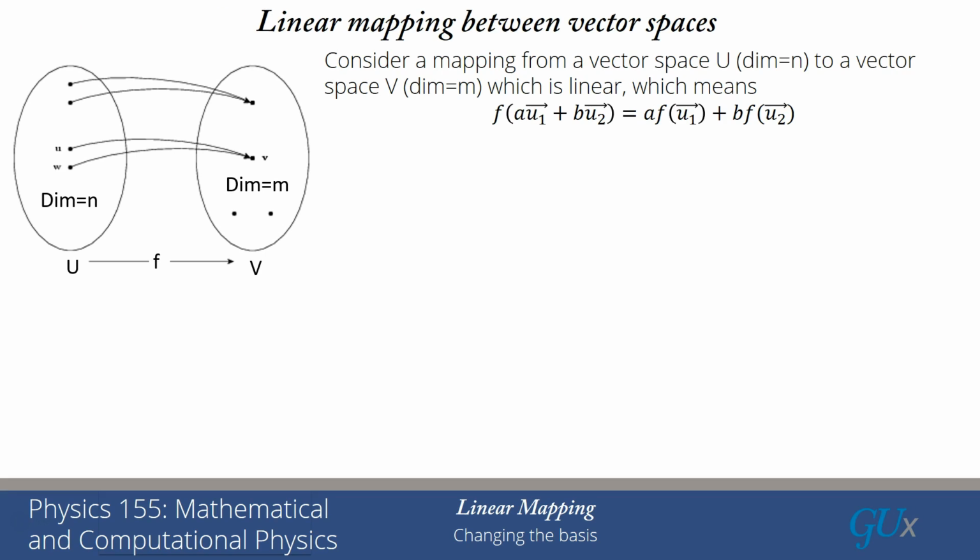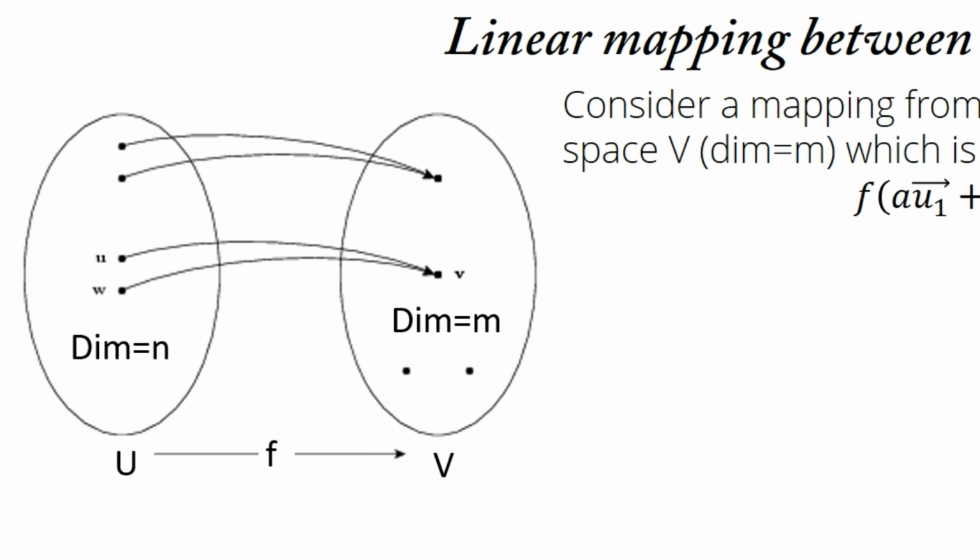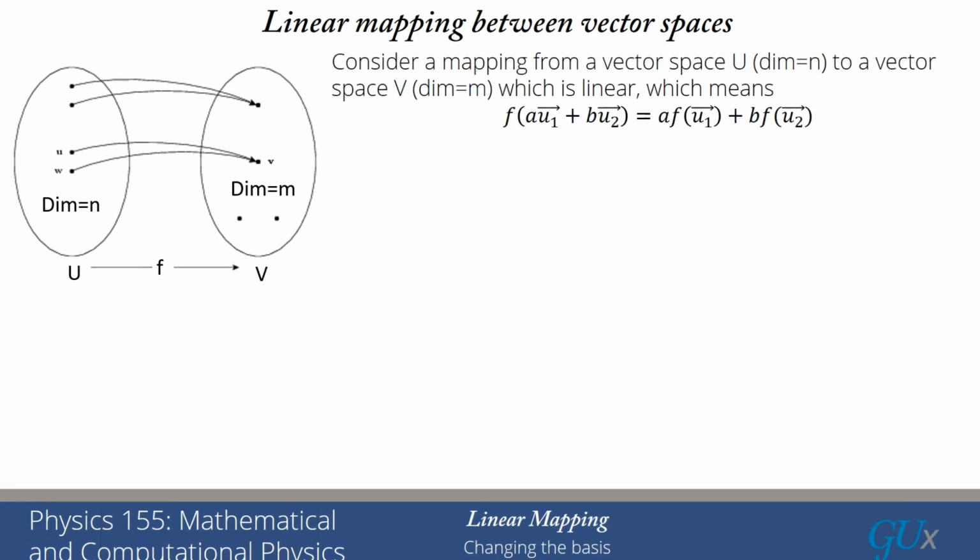You can see here on the picture on the left, this particular mapping is mapping two objects from the space U to one object in the space V. And so this would be a mapping that is not invertible, which means I cannot go from V back to U because I don't know which of those two objects I'm supposed to go back to.